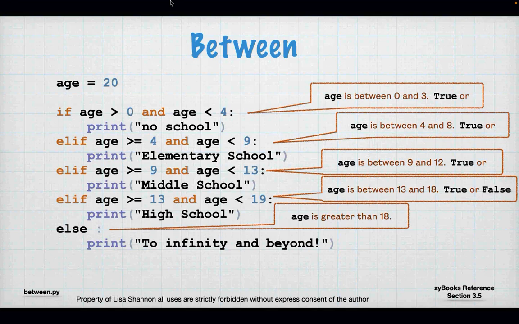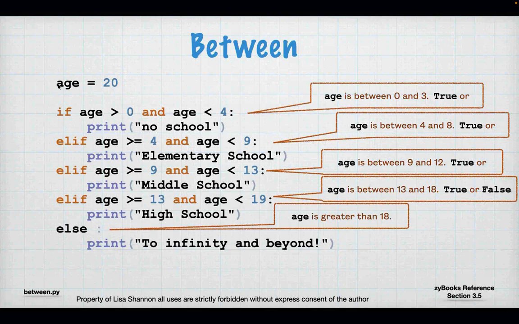So if I'm 20, and my age is 20, and I say, okay, age is greater than 0. Well, that's true. Age is less than 4, that's false. And, which means this statement evaluates to false, and I go to the next if statement.